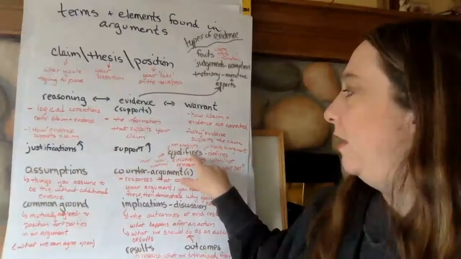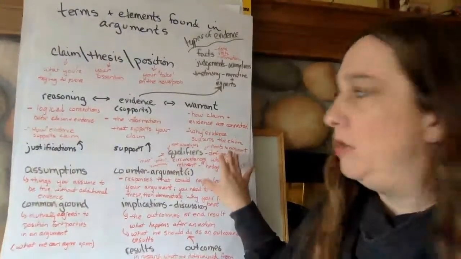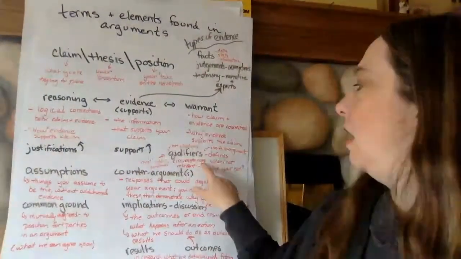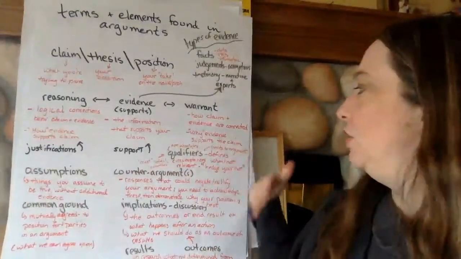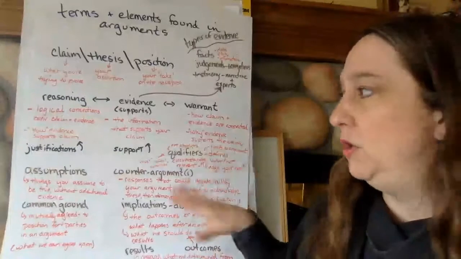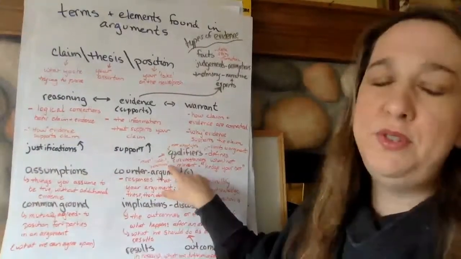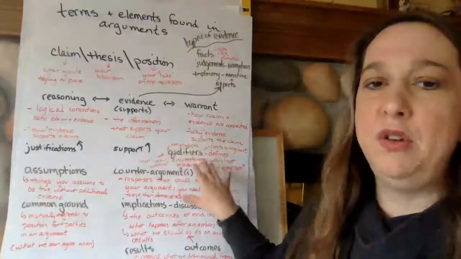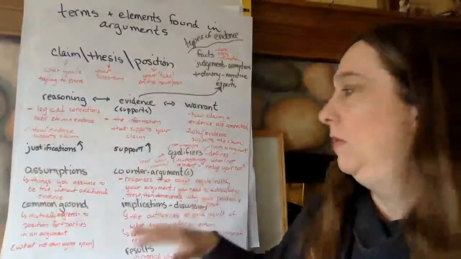Also, qualifiers. Qualifiers are the things that limit your argument. This is kind of how you hedge your bet, so to speak. This is you defining the circumstances when it's not relevant to your particular circumstance. You're going to use terms like most, often, sometimes. This is you making sure that you're not talking in absolutes.